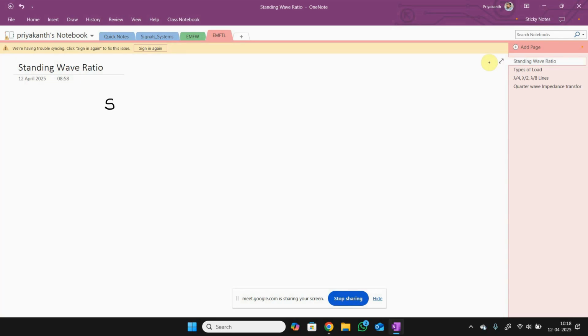So we have represented that with S in EM waves. Now I am directly writing it as SWR, standing wave ratio, S equal to the ratio of Vs max to the Vs min.